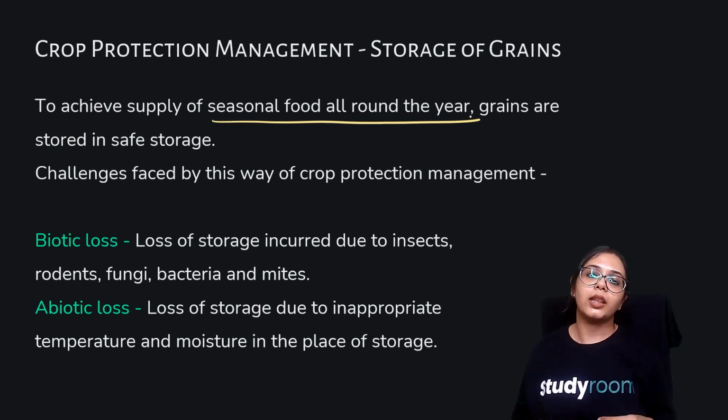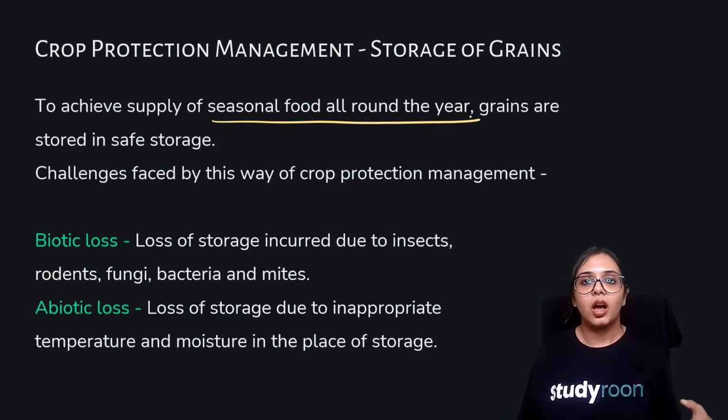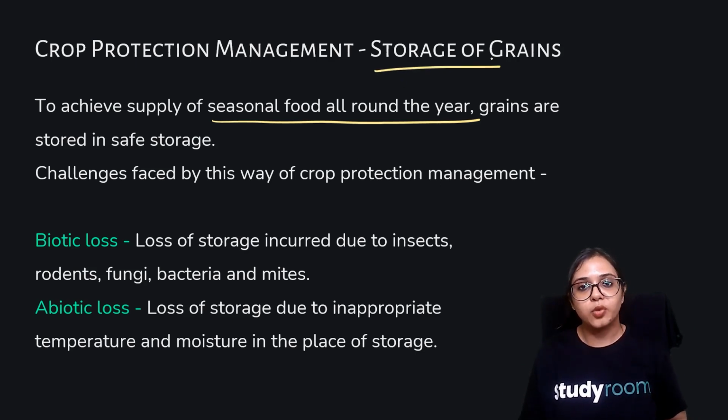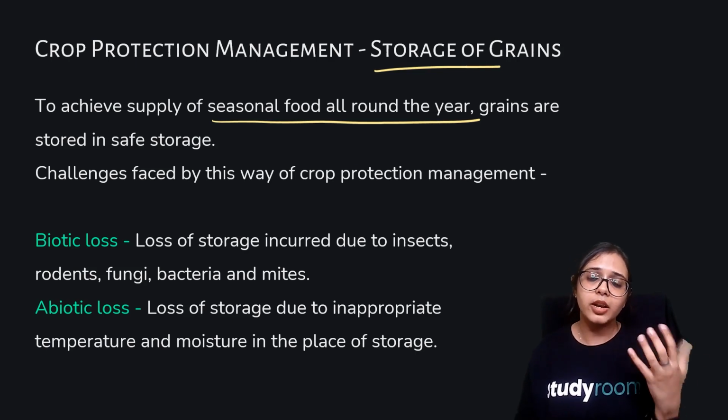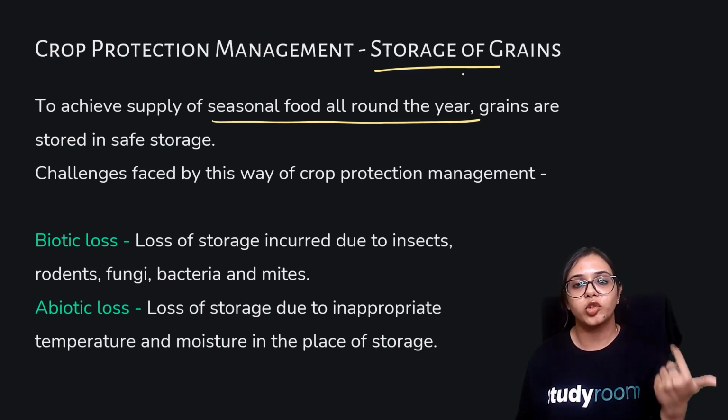Now you may think that there are only two seasons of cropping, right? There is a rainy season, there is a winter season. Then how are we getting our desired food products throughout the year? Because those grains are being stored. All right, and storing it requires that the grains are stored in a very optimum condition of temperature, optimum condition of moisture.